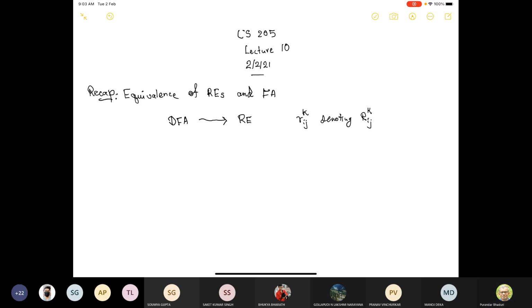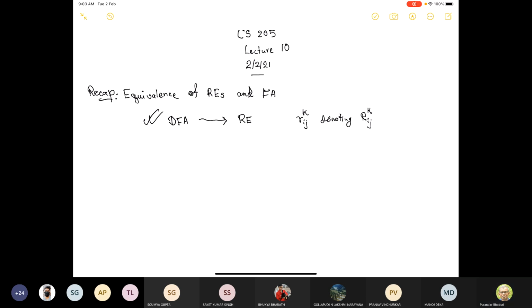R_ijk. I mean, it's a sum of expressions of this form, and therefore, it is easy to show by induction that that particular regular expression denotes the language accepted by the DFA. So today, so this is done. Today we'll go the other way.